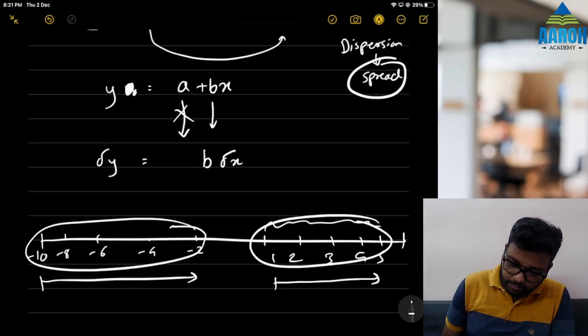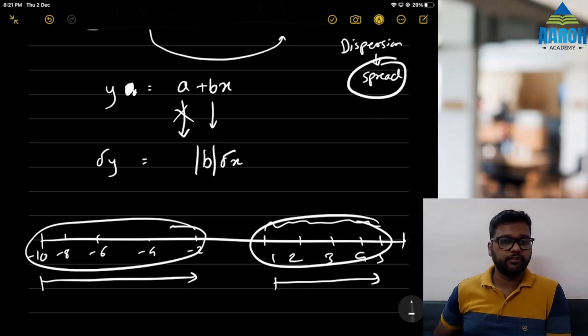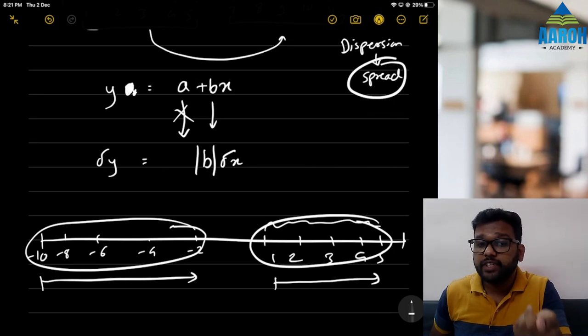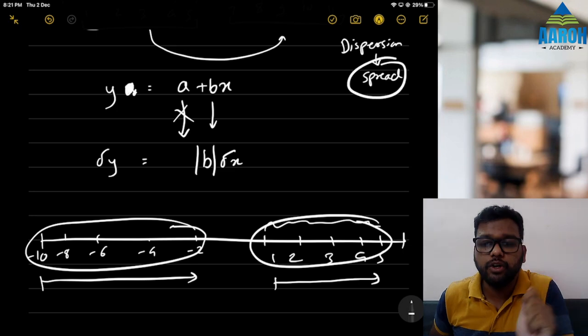That means even if this B is negative, we have to take this as positive. So that is why measures of dispersion are affected by the absolute value of change of scale.